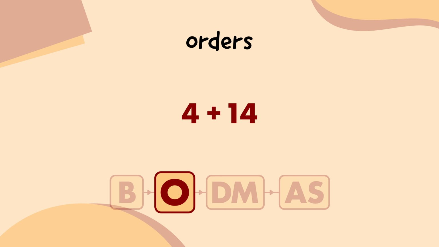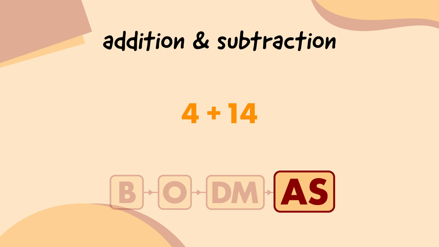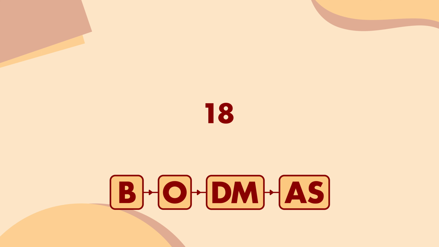Next, O, orders, but I can't see any here. So let's do DM, division and multiplication. Nope, none of these either. Finally, we'll do AS, addition and subtraction. So I'll do 4 plus 14, which is equal to 18. Nicely done, Susan. Ah, I think I've got it now. Can I do the next one?